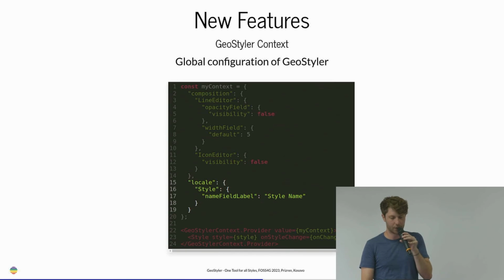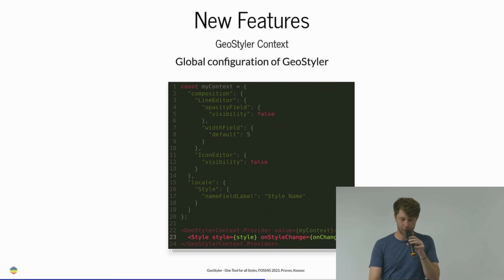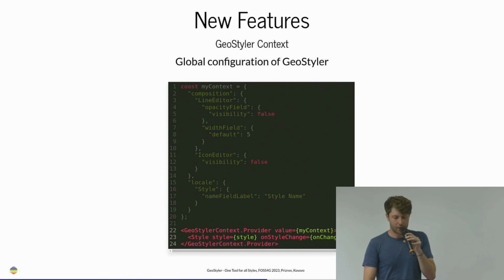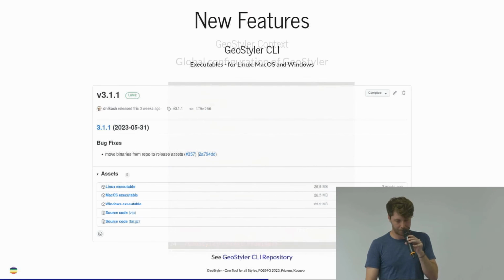This object can also be used to override the locales and provide your own labels. So when you use the style component, you use it as usual. You add the style and use the change handlers, and then you just wrap the context around it and apply as a value the configuration object to it.